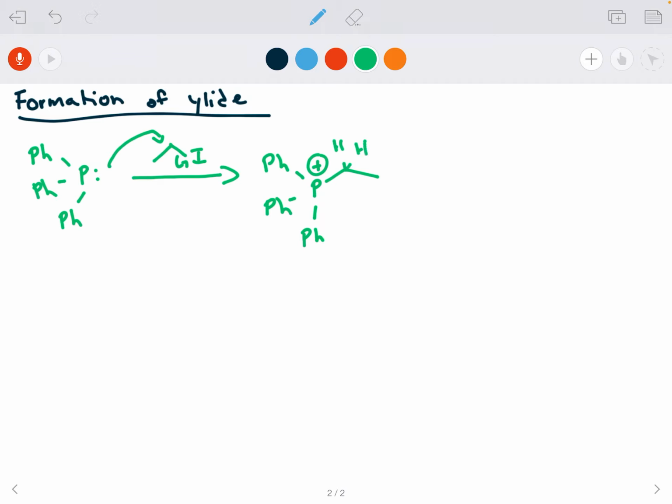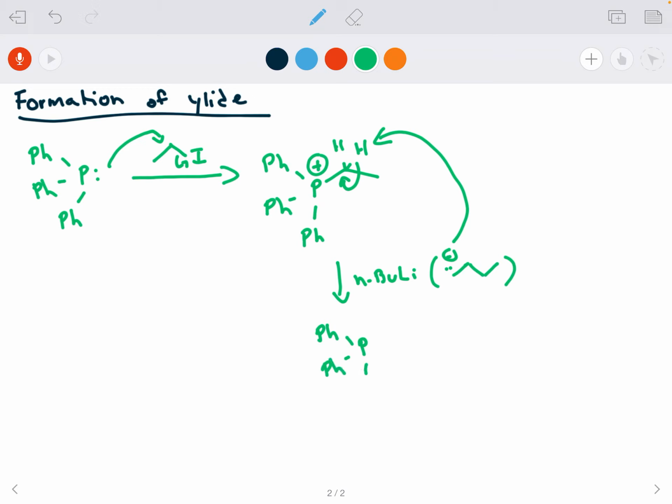So next thing I'm going to do is react with a very strong base, n-butyl lithium, which is just butane that's been deprotonated. Right, so this will come and deprotonate one of the hydrogens, and then that gives you your ylide, because now you have the lone pair on the carbon there, and then you have the positive formal charge on the phosphorus. So there's my ylide.